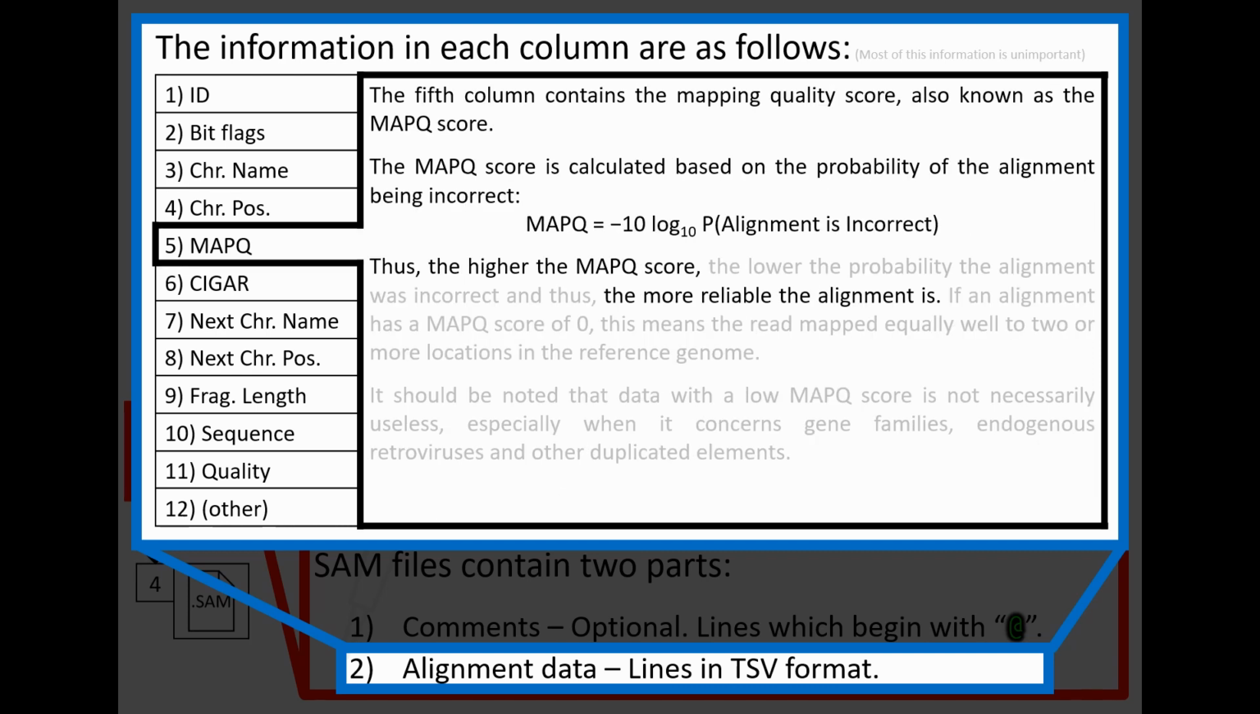The fifth column contains the mapping quality score, also known as the MapQ score. The MapQ score is calculated based on the probability of the alignment being incorrect. MapQ equals -10 times log p, where p is the probability that the alignment is incorrect, while log is in base 10. Long story short, the higher the MapQ score, the more reliable the alignment is.